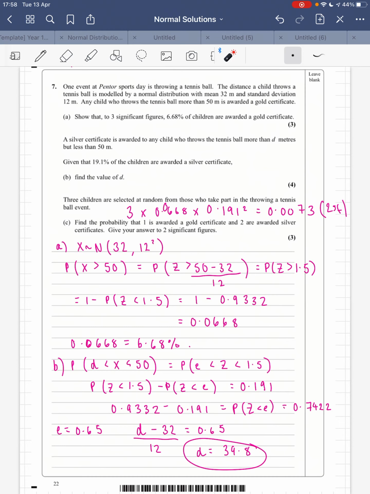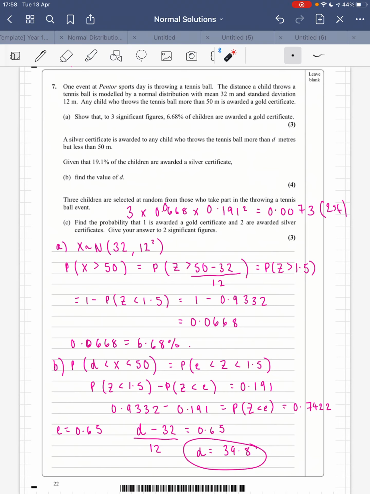E is coded so that it's in standard normal distribution. So I need to uncode it to get back and actually find out what D, the real life distance, actually is. So I would have taken my D number, I've minused the mean and divided by the standard deviation to get 0.65. When I rearrange that and work it out, I get D is equal to 39.8. At least I think that's a 9. I can't really read my own writing.